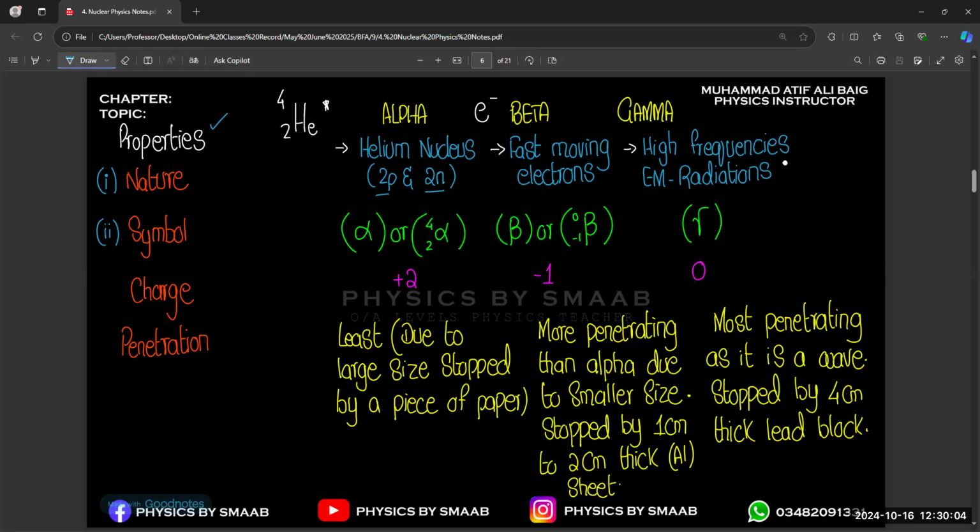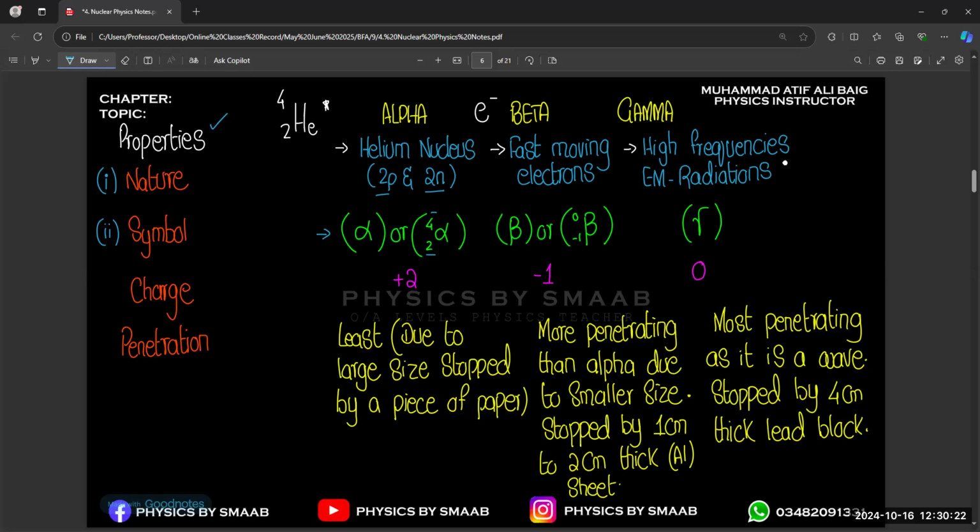And the symbol of alpha, you can see this is the symbol of alpha. You can write it like this or this. This is the number of protons and this is the number of nucleons, just like helium. Okay, so it's up to you how you write the symbol of alpha.